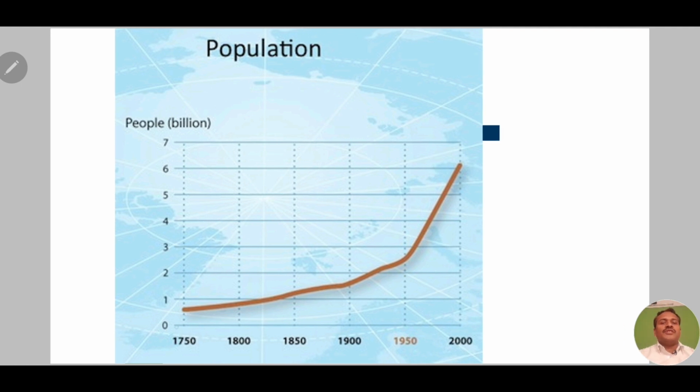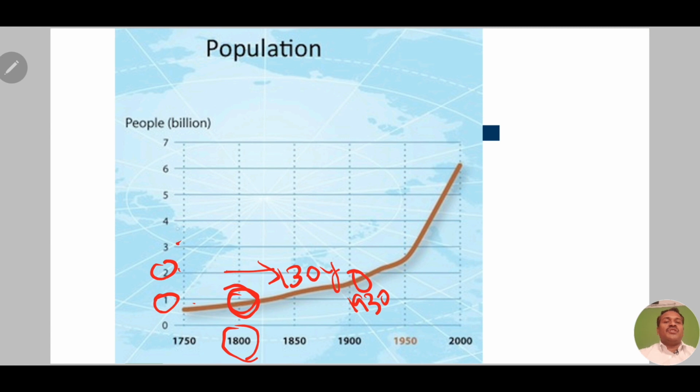The next slide shows how the world population increased over a period of time. It took so many millions of years to reach 1 billion population, which was attained only in the year 1800. Thereafter you see how the world population has increased. The second billion was reached roughly in the year 1930. So it took 130 years for the population to double from the first billion to the second billion.